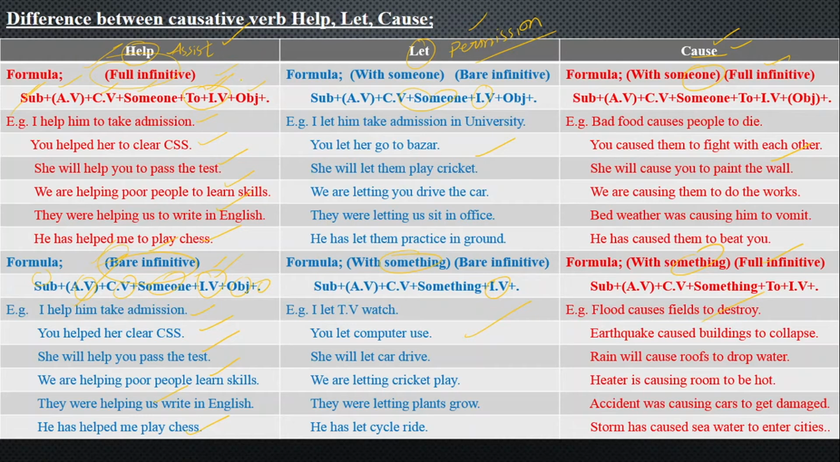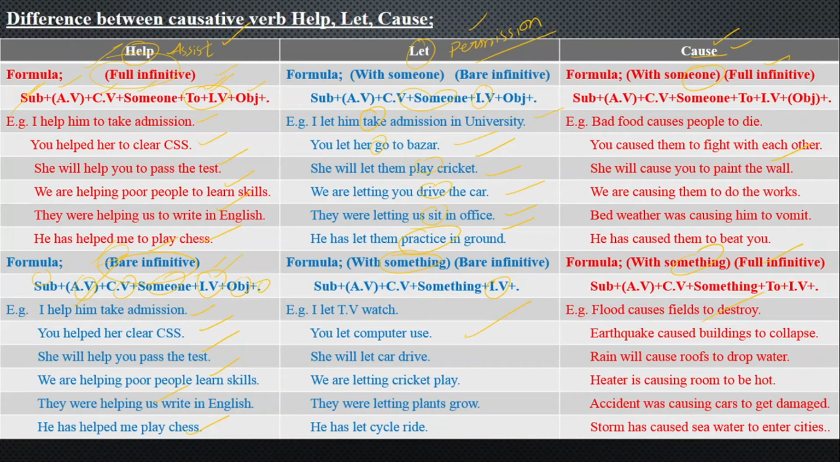Sentences: I let him take admission in university. You let her go to bazaar. She will let them play cricket. We are letting you drive the car. They were letting us sit in office. He has let them practice in ground. Now you can see over there: take, go, play, drive, sit, practice. Bare infinitive. Only the first form of the verb is used.